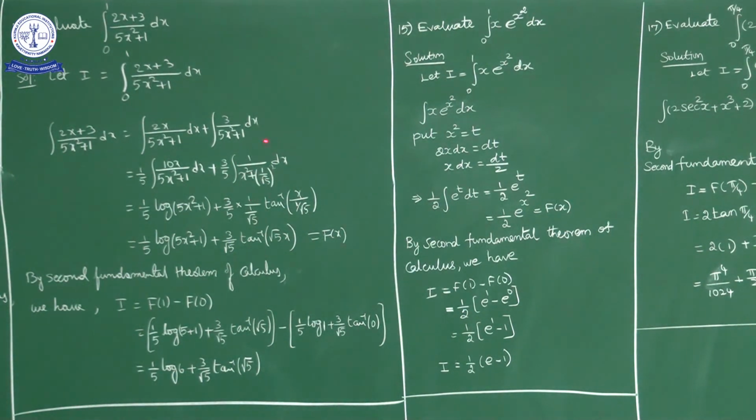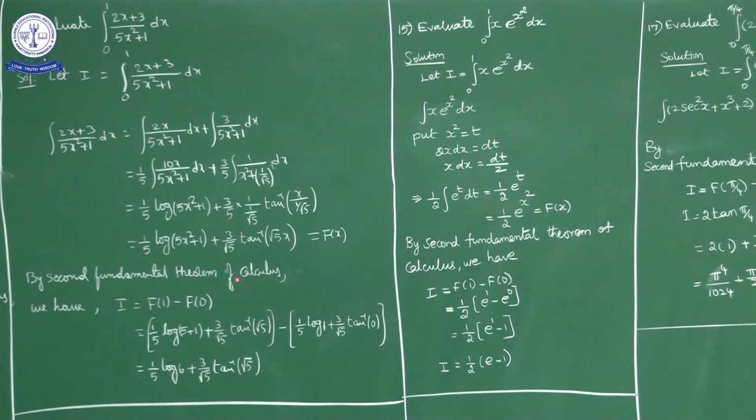So this is of the form integral 1 by x square plus a square, that is 1 by a tan inverse of x by a. So 1 by, what is a here? 1 by root 5, 1 by root 5 tan inverse of x by 1 by root 5. So this 5 we can write as root 5 into root 5, one root 5 cancels. So what we get? 3 by root 5 tan inverse of root 5x. This is capital F of x.